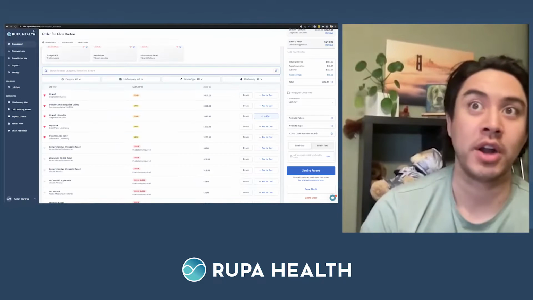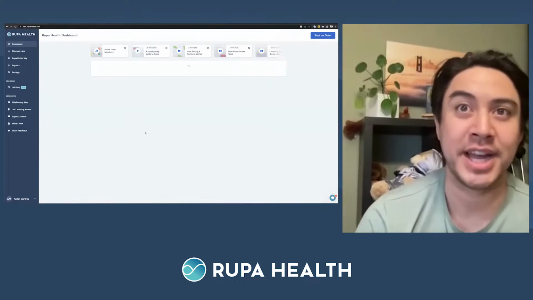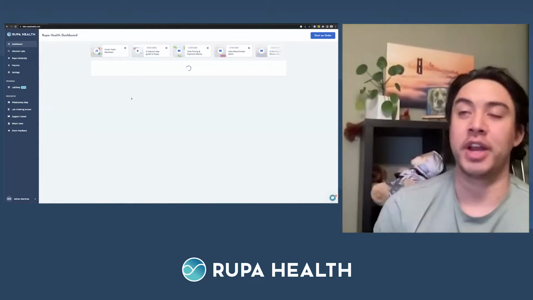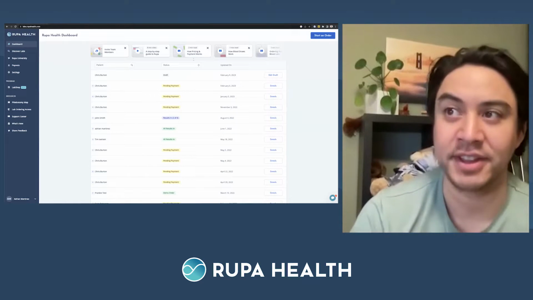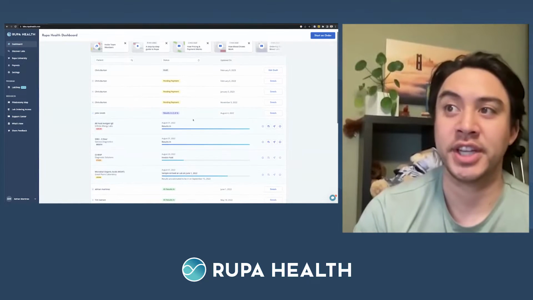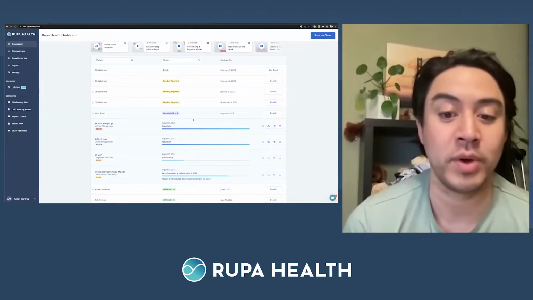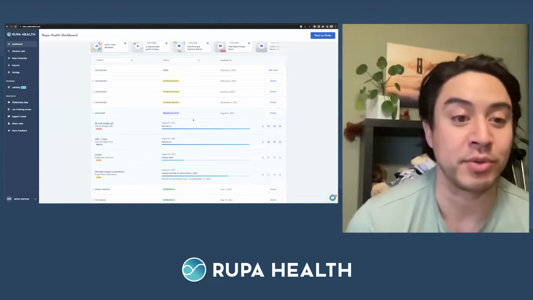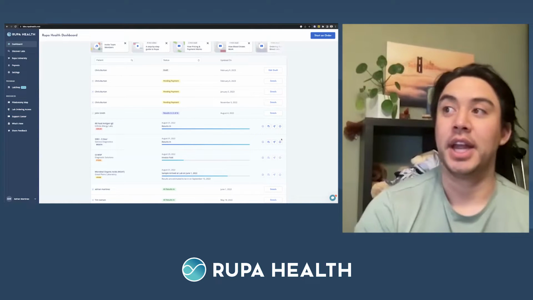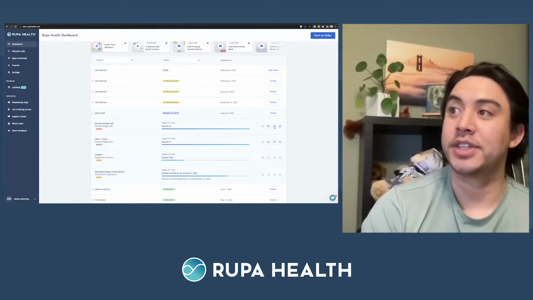Once those results are in, you just hop right back into your main Rupa dashboard and you're able to view everything straight away. So you're able to see everything here, all your orders. You can see and track all of your orders. See, for example, when the samples arrived at the lab, when you can expect the results to come in. And from there, you can download the results. You can send the results to your patients.